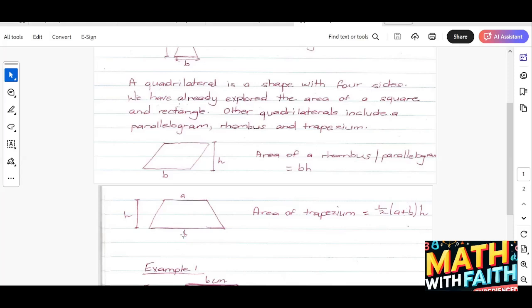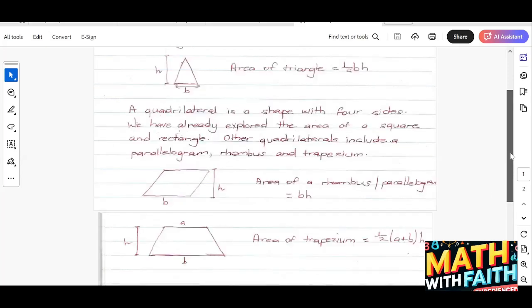And as I said, a trapezium has one pair of parallel lines that aren't equal. So A and B is what we call the parallel lines. And again, the height that we are looking at here for a trapezium is its perpendicular height. So the area of a trapezium is given by this formula, a half multiplied by the sum of the parallel sides, A plus B, multiplied by H. That is the area of a trapezium.